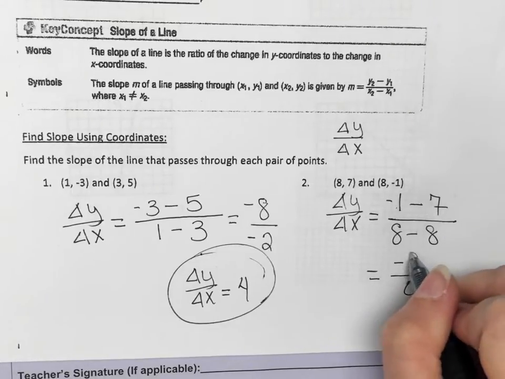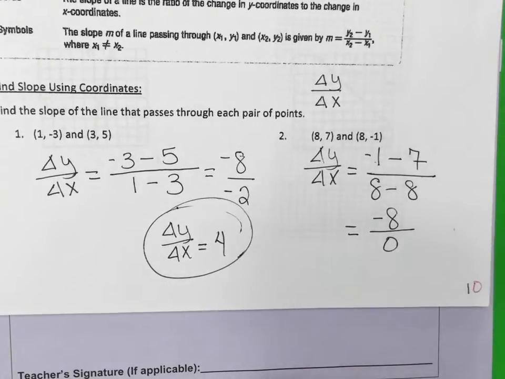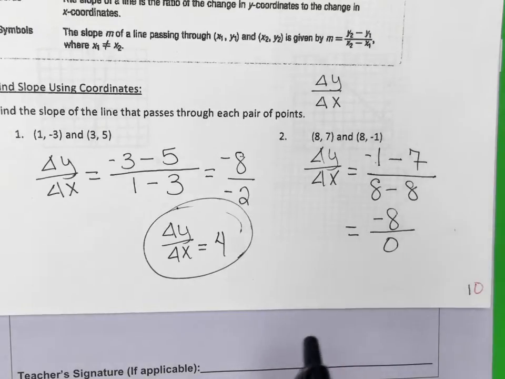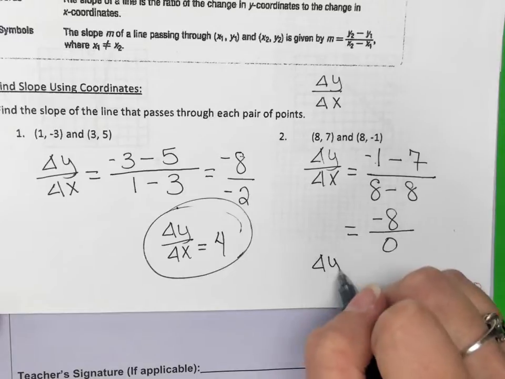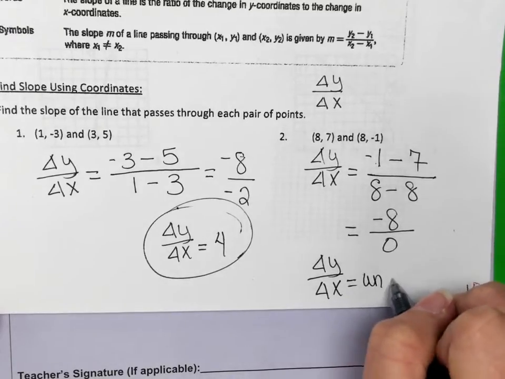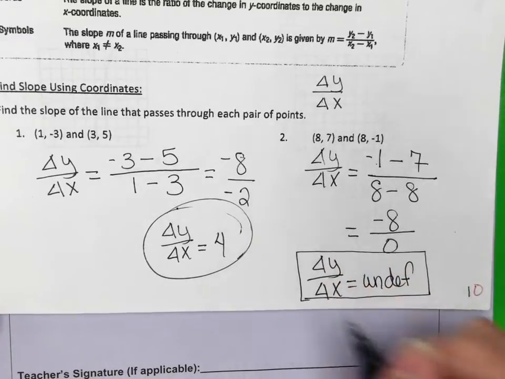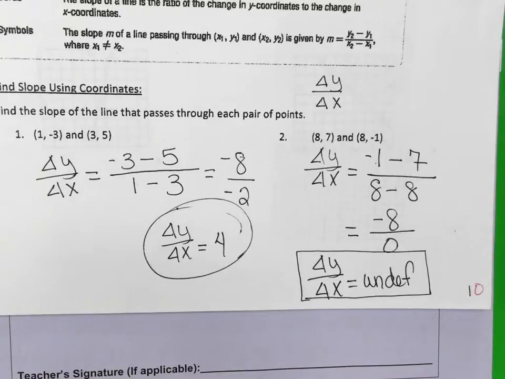What about the top? And what's negative 8 over 0? Use your calculators. You're the ones with calculators. Do negative 8 divided by 0. It gives you an error, right? Which means that is undefined. Undefined. What kind of line has an undefined slope? What kind of straight line? Which one?